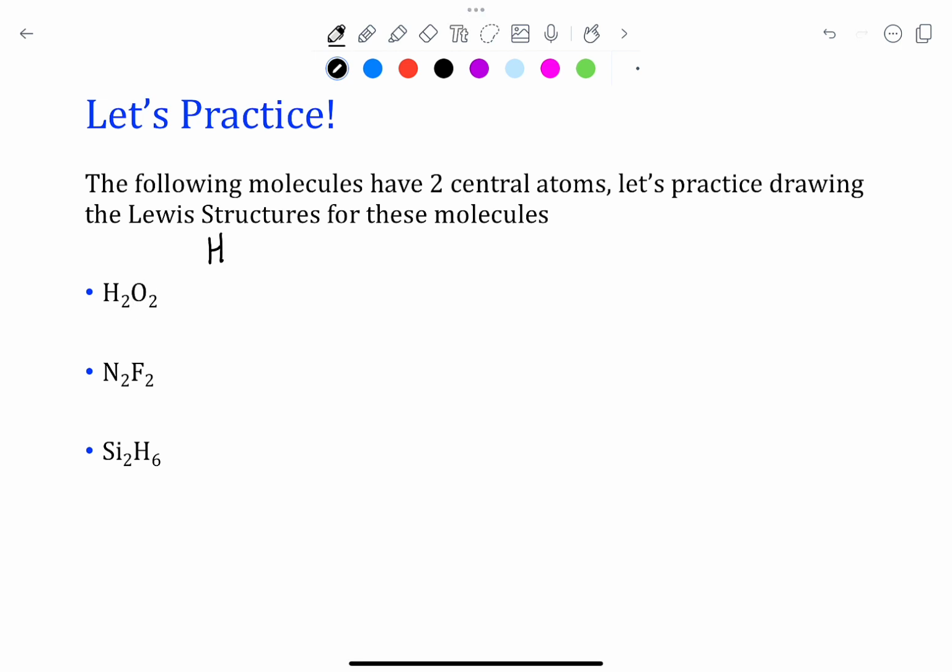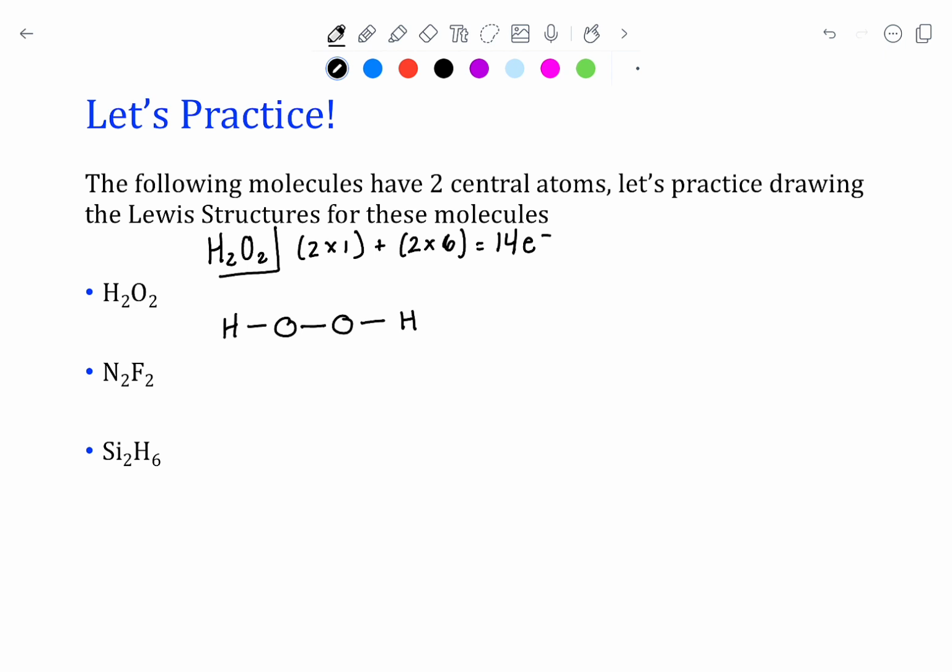So for H2O2, we're going to count up our valence electrons. I have 2 hydrogens, which each contribute 1. I'm going to add to that my 2 oxygens that each contribute 6. So I have a total of 14 electrons in H2O2. My oxygens are now my 2 central atoms, meaning that they are going to be bonded together. Okay? And each of those oxygens are going to have hydrogens coming off of it.